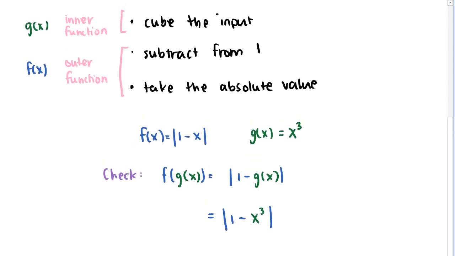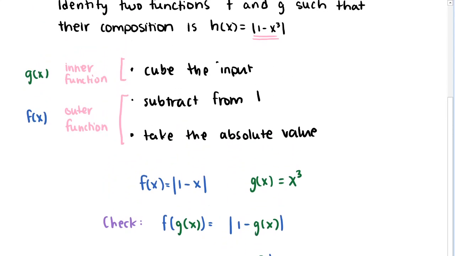Another thing I could have done is break up these series of steps in a slightly different way. I could have said, I'm going to make my inner function, my g function, these first two steps: cube the input and then subtract that from 1. And I'm going to make my outer function this last step. What I'm trying to emphasize is that there are multiple ways we can decompose a function as a composition of two functions.